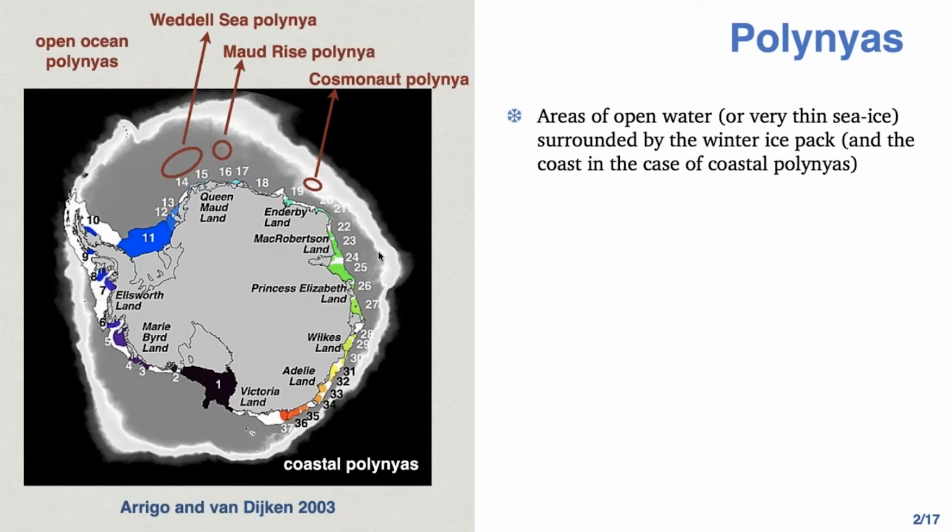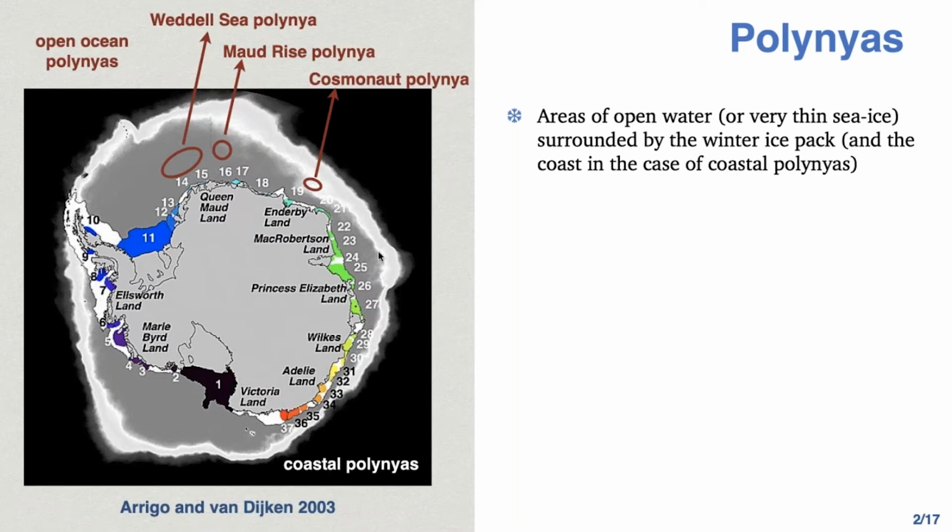A few words of background first. So what are polynyas exactly? They are areas of open water or very thin sea ice, so ice that is thinner than about 20 centimeters or so. It's open water surrounded by the winter sea ice pack on all sides for open ocean polynyas, or open water surrounded by winter ice pack on one side and the coast, the continent, on the other side. And these are the coastal polynyas.